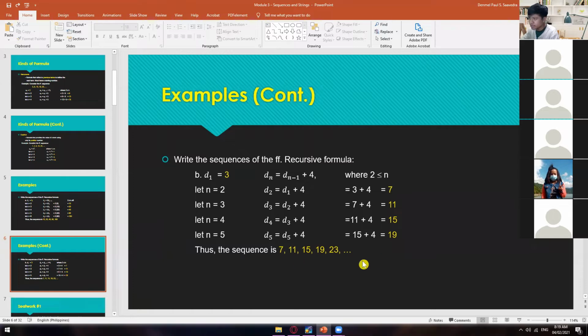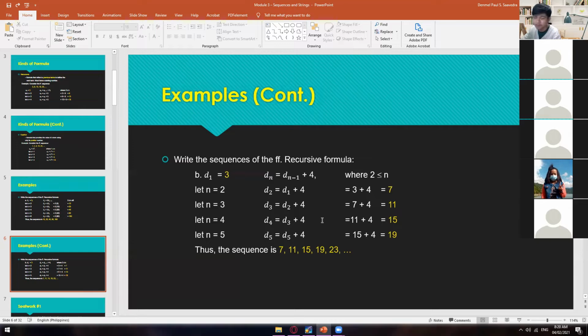So are we clear so far regarding the recursive formula? Yes, sir. Clear naman po. Okay. Is there anyone who's confused? All right, so I guess not.